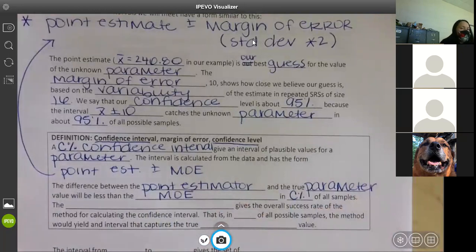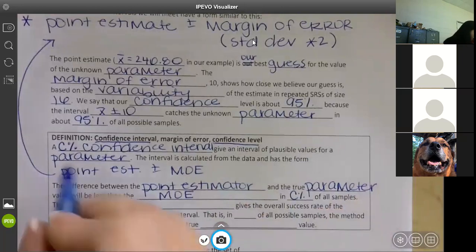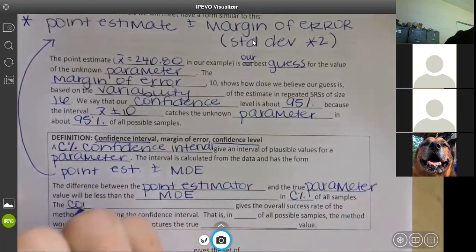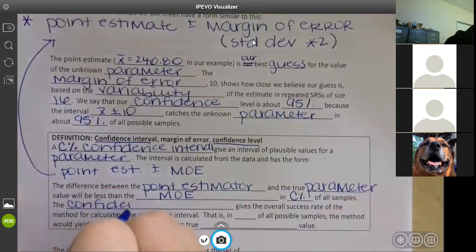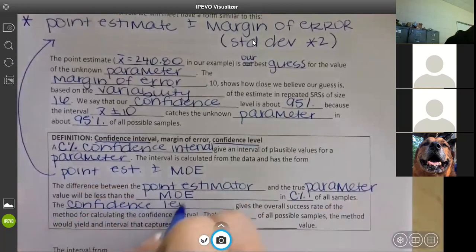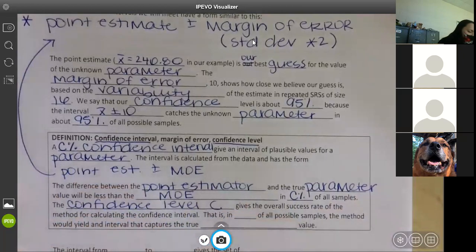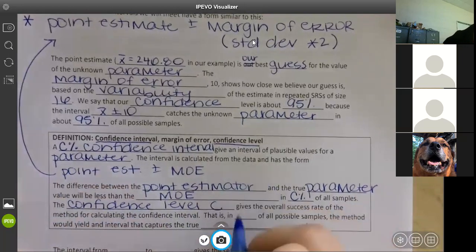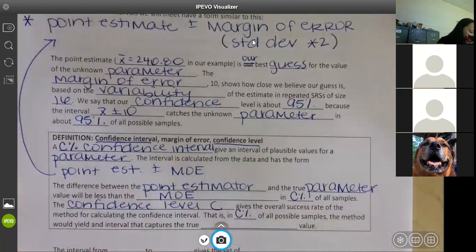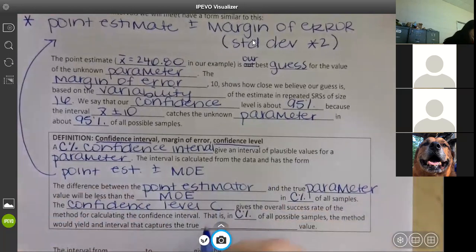So then this is the first time really hearing confidence level. The confidence level C gives the overall success rate of the method for calculating the confidence interval. That is, in C% of all possible samples, the method would yield an interval that captures the true parameter value.